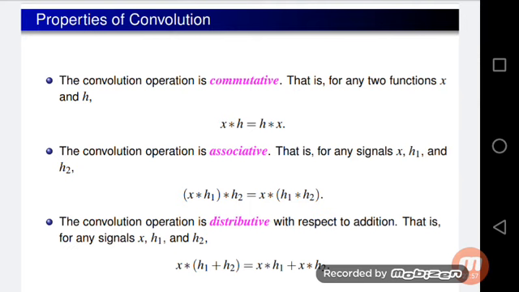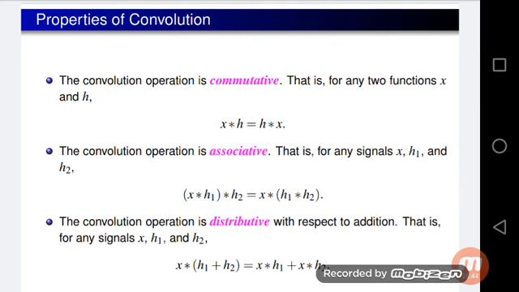Next one is properties of convolutions. The convolution operation is commutative, that is, for any two functions x and h, x * h equals h * x. Commutative means replacing individual terms and elements from left to right or right to left.